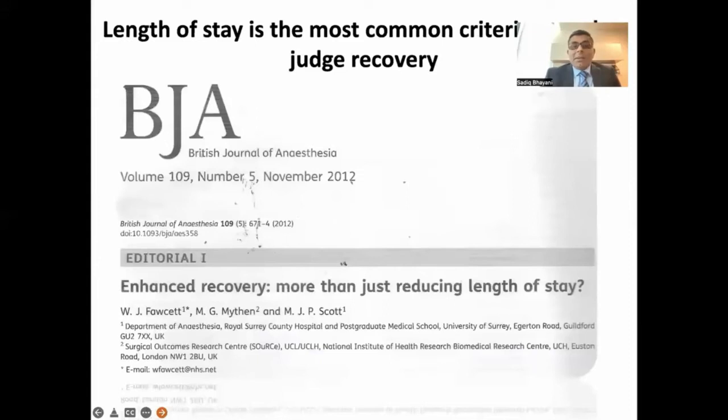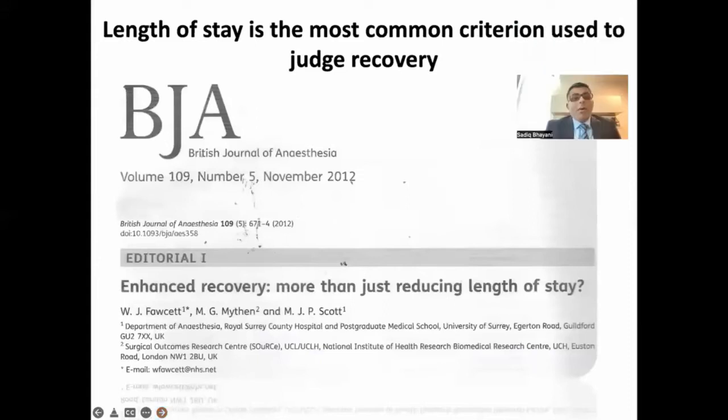Now, from the hospital point of view, what they are looking for is the early discharge of patients, and they're looking for the length of stay and this enhanced recovery concept that has been brought in. You can't just focus on reducing length of stay. You also want to focus on the quality of care that's been provided.